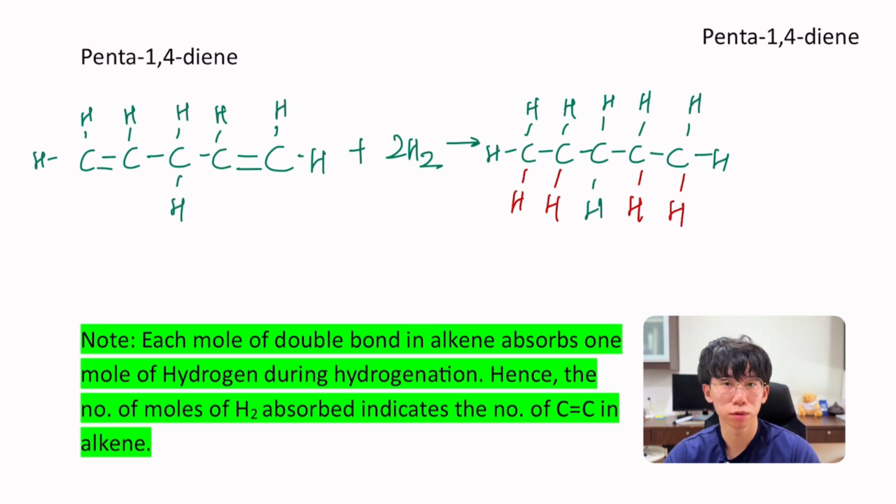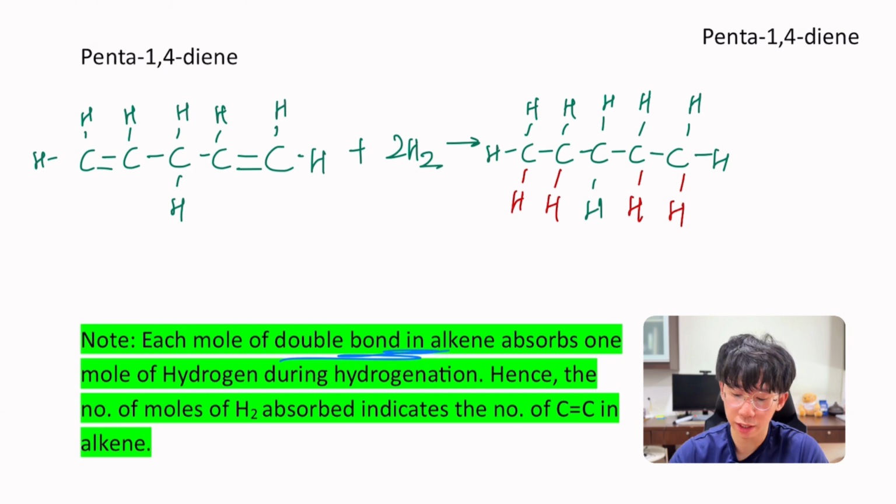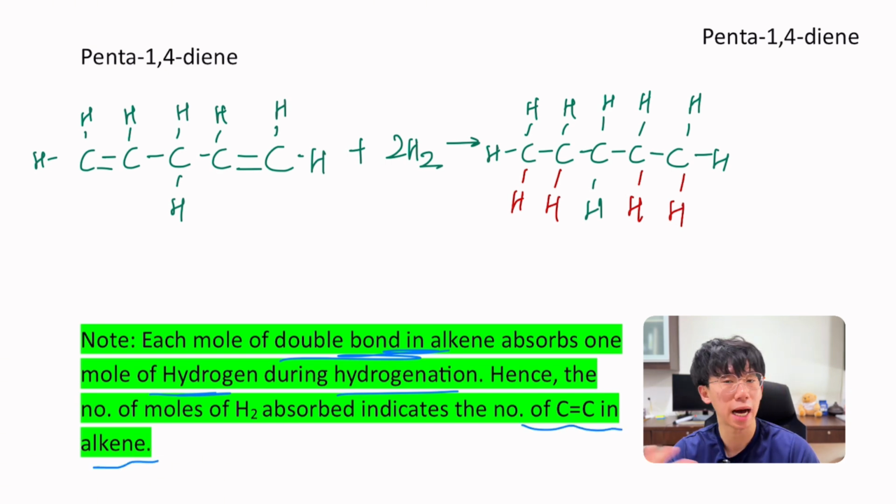From this example, you can also see that each mole of double bond in the alkene absorbs 1 mole of hydrogen during hydrogenation. So by looking at the number of moles of hydrogen that react with an organic compound, you can tell the number of moles of double bonds from the reaction. Do take note, because this is actually commonly asked in mole concept questions tied to your alkenes chapter.